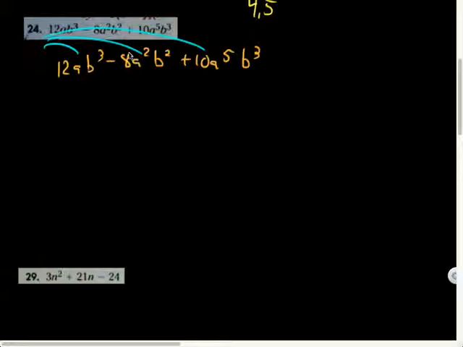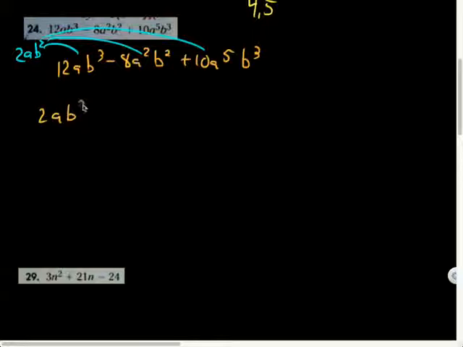Between 12, 8, and 10, what could I steal from those? 2. Between a squared and a to the 5th, how many a's could I take? Just a to the 1st, right? Between b cubed, b squared, and b cubed, I could take at most b squared, because that is the smallest degree present of all the b's. So I can take the smallest one that any given term has and take it from all of them.